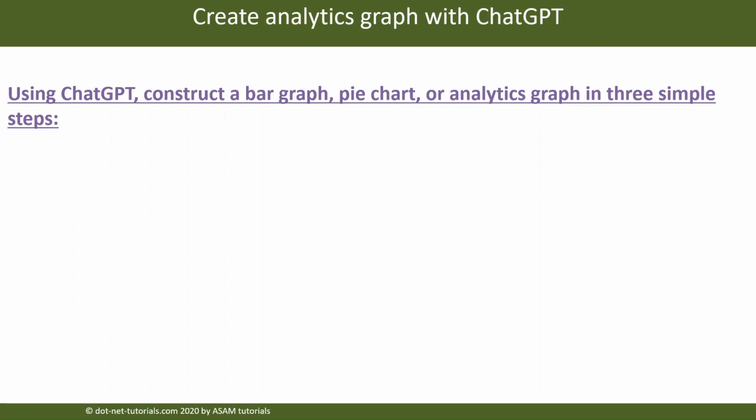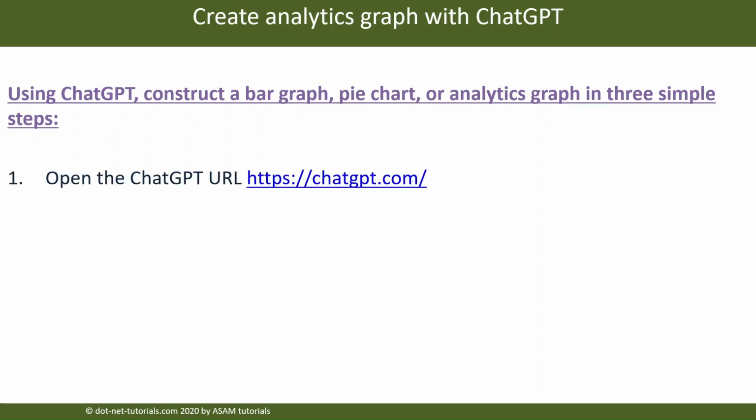Suppose you need to create a bar graph or pie chart with Excel, you should have knowledge of pivot tables and a couple of other things you should know. With that you can do it, but with AI you can do it with just an English command. So let me show you how you can do it with just three easy steps.